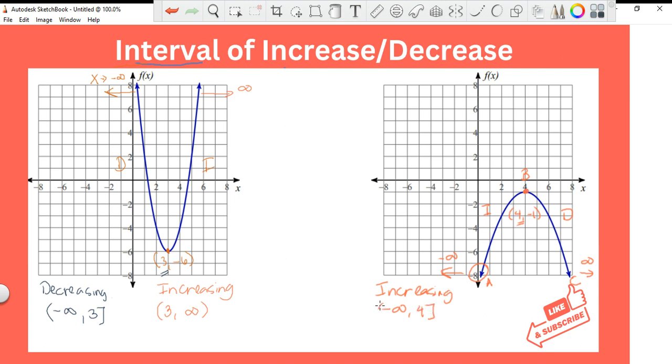And then your decreasing will be from again 4 all the way to positive infinity. That's because you only have one turn, so you only get to go up one time and down one time, at least with this example. We will have another example of these with different types of graphs that look like this, or look like that.